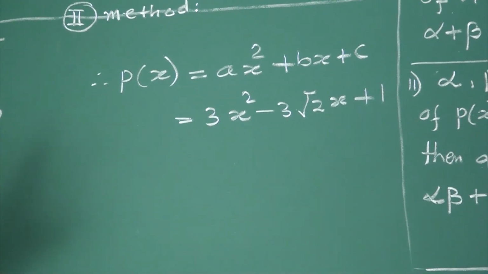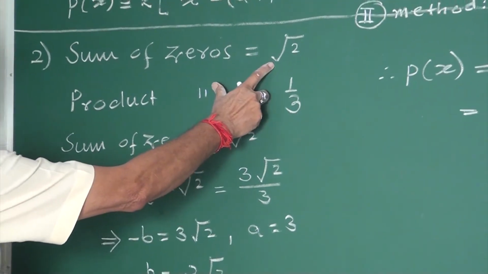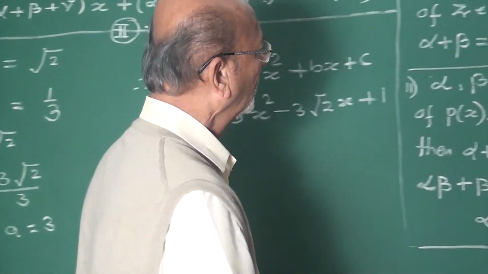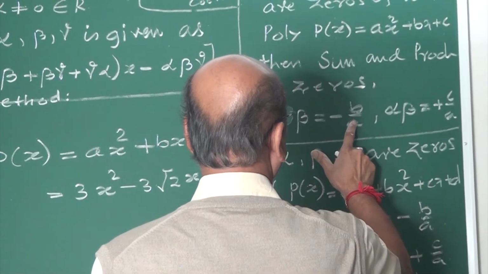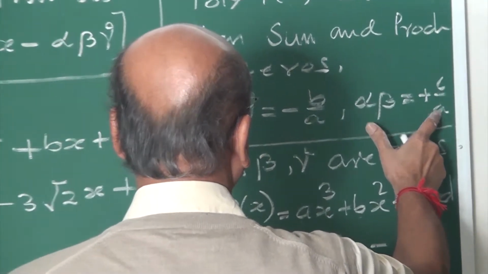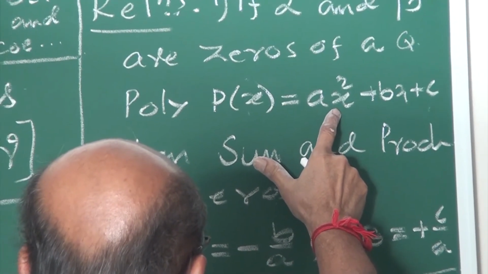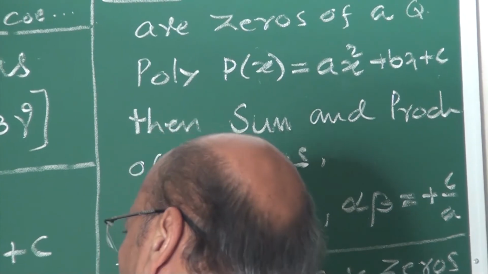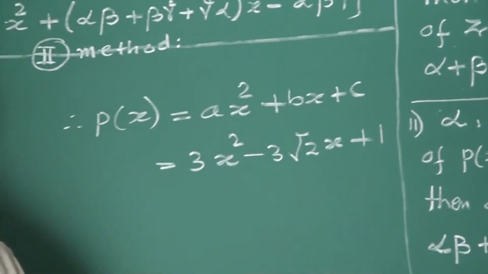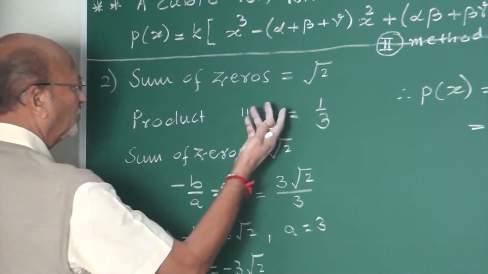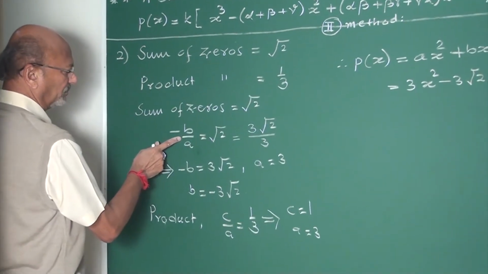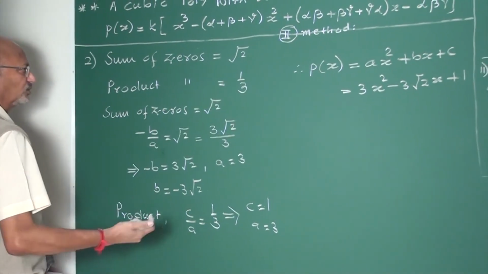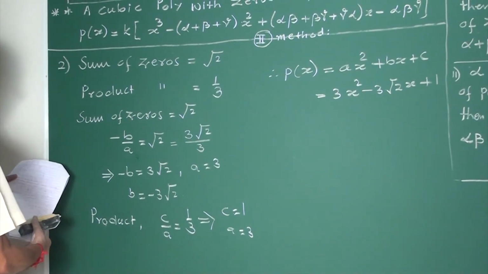So, I will explain once again. Sum of zeros is given as root 2. Product of zeros is given as 1 by 3. This formula you must know: sum is minus b by a, product is c by a, if your polynomial is ax square plus bx plus c. If you want to write in detail, I do one example with everything. Anyway, these examples come under 2 mark questions. Symbolically, sum, then product. Find the values of a, b, c and substitute. Yes, my friends. Right.